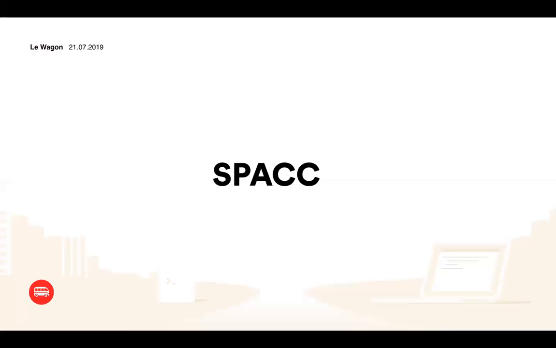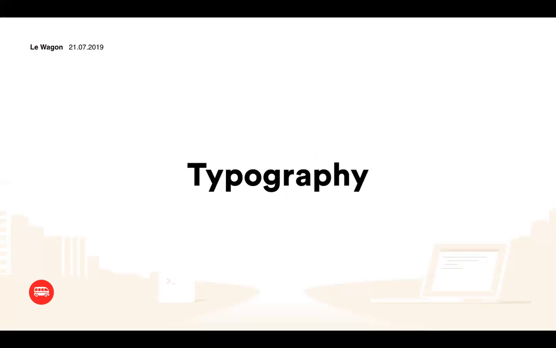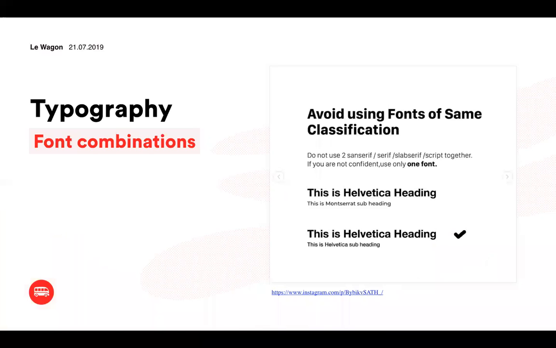So let's move on. Now let's get into some design tips that are based on this SPACE concept. Let's create great UI and understand how you can kick off your prototypes using already the best practices. Let's talk about typography a bit. Font combinations is the first thing. The first tip is it's always good to avoid using fonts of the same classification. Let's say you want to work with a different font for your headings and for your paragraphs.